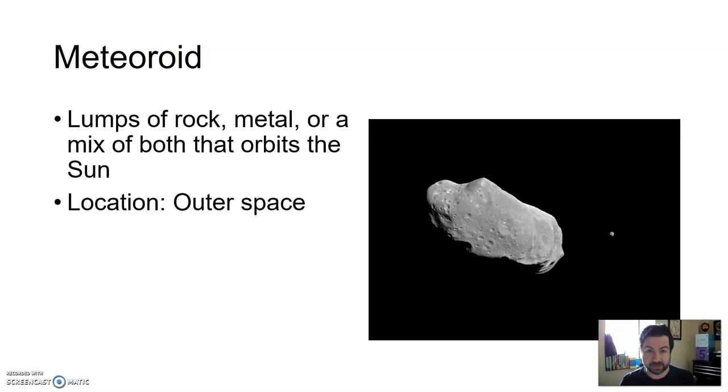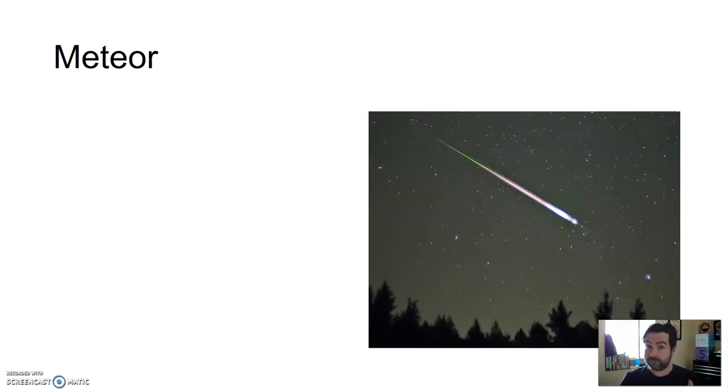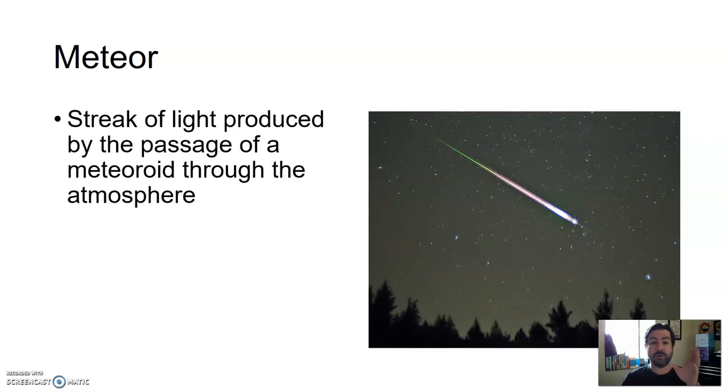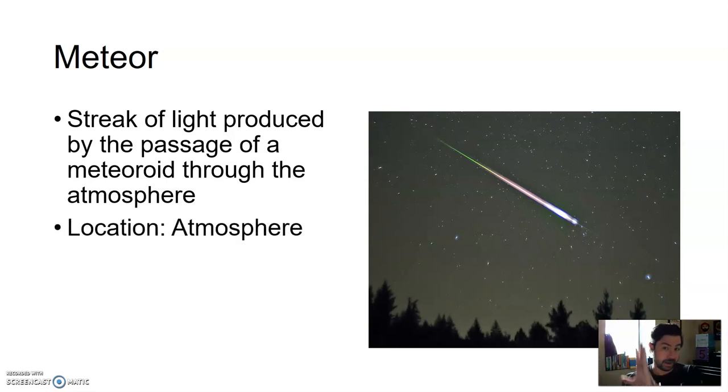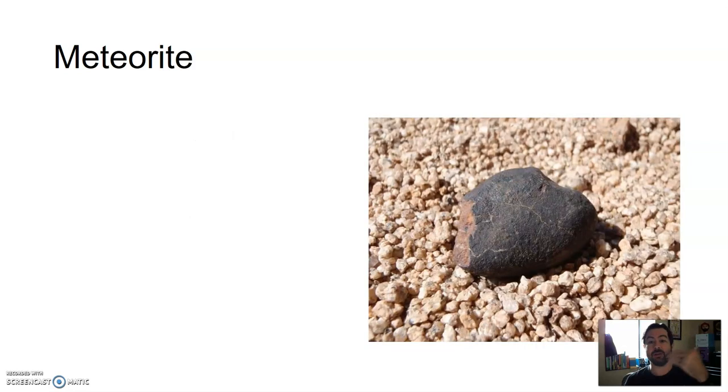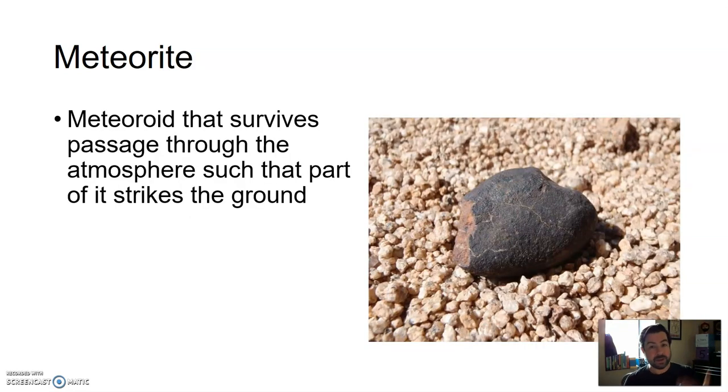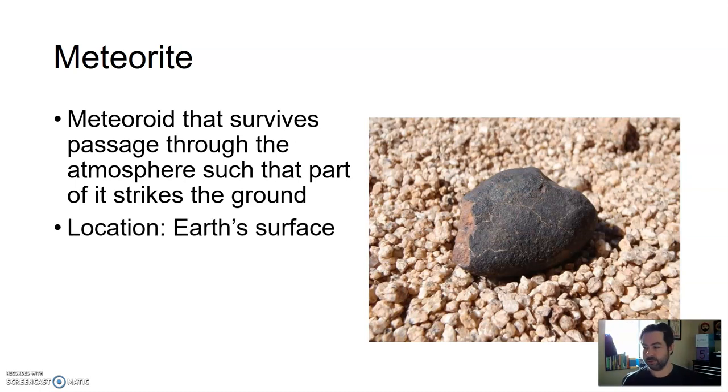Outer space rock or metal. Meteor, the very same object, but a meteor is the streak of light produced by the passage of the meteoroid through the atmosphere. Technically it's still a meteoroid, but the light that it gives off as it's burning up in the atmosphere due to friction, that's the meteor. The meteor is actually the flash of light. So that's in our atmosphere. And then we have a meteorite. A meteorite is a meteoroid that survives passing through the atmosphere such that part of it actually strikes the ground. So we can find these on Earth's surface.